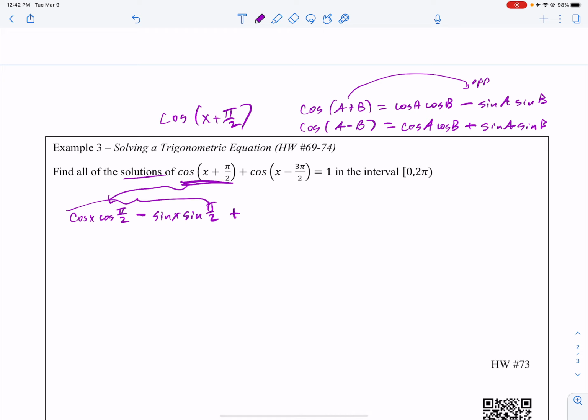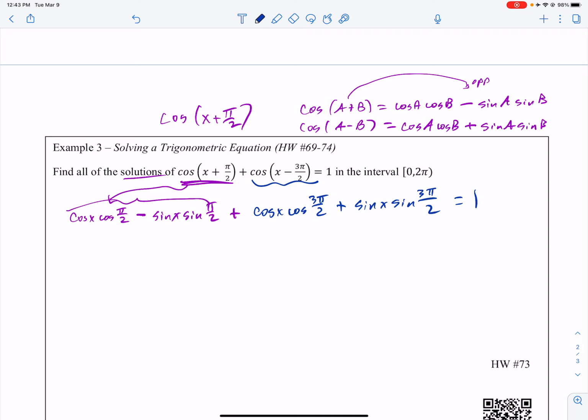Then plus, and I'll just change colors, why not? So for this one, it's subtraction. It's going to be cosine of the first angle, cosine of the second angle. Then addition, and then sine of the first angle, sine of the second angle, and I want it in that order. And this is an equation, so you need the equals 1.